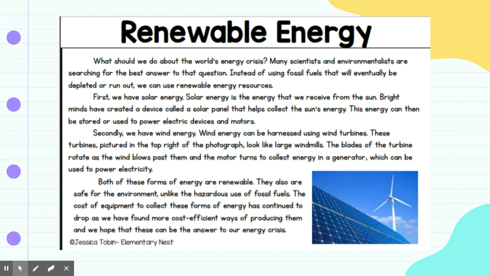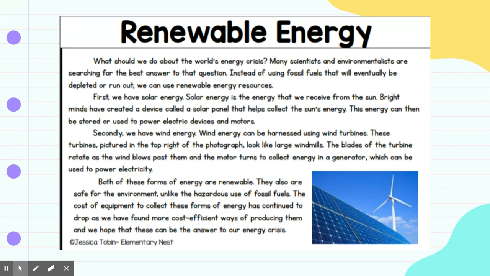So, renewable energy. What should we do about the world's energy crisis? Many scientists and environmentalists are searching for the best answer to that question. Instead of using fossil fuels that will eventually be depleted or run out, we can use renewable energy resources. First, we have solar energy. Solar energy is the energy that we receive from the sun. Bright minds have created a device called a solar panel that helps collect the sun's energy.